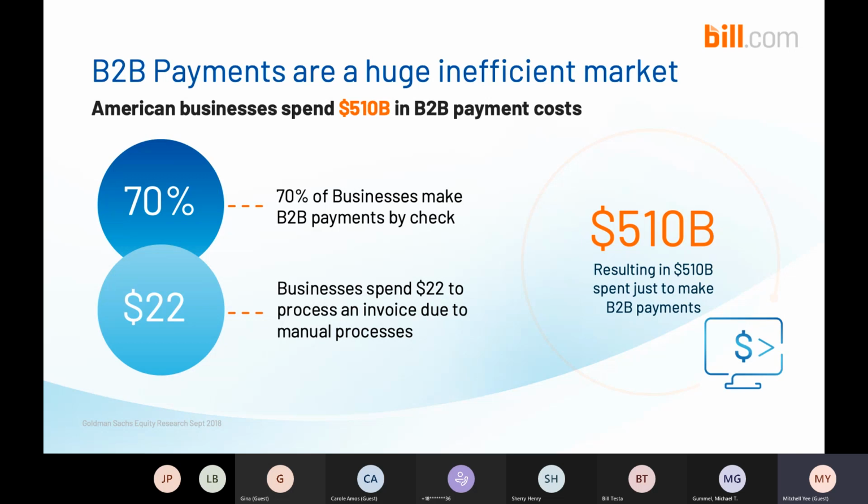Some of these fees are related to the payment processing, some are international, and some payments have late fees or return checks. This all adds up to the $510 billion, which is about the annual revenue of Walmart. If you think about Walmart and their annual revenue, small and medium businesses together are spending that much in just making business bill payments.